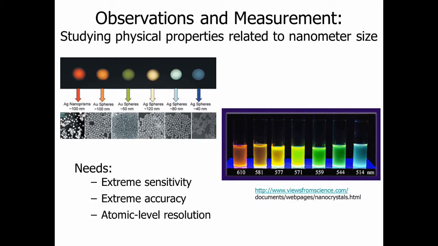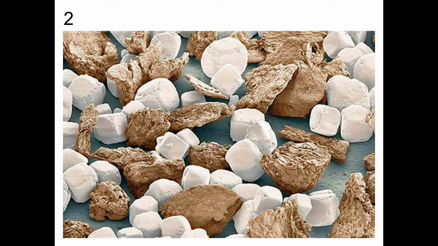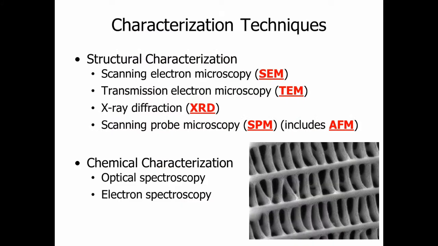All right, so you want to see something that's down at the nanometer range. What do you need? You need an instrument that has extreme sensitivity, accuracy, and atomic level resolution, meaning that you'll be able to decipher between atoms. There are lots of different techniques to look at the structure of something. You can use a scanning electron microscope, a transmission electron microscope, X-ray diffraction. There are several scanning probe microscopes, one being an AFM, and you can also figure out what exact elements are in your sample using chemical characterization, so optical spectroscopy or electron spectroscopy.